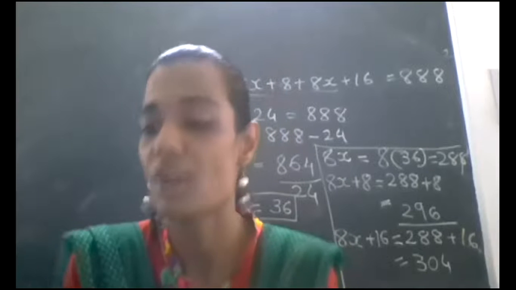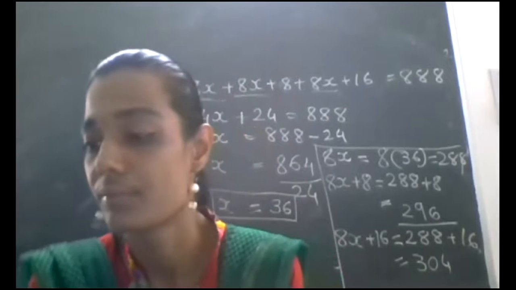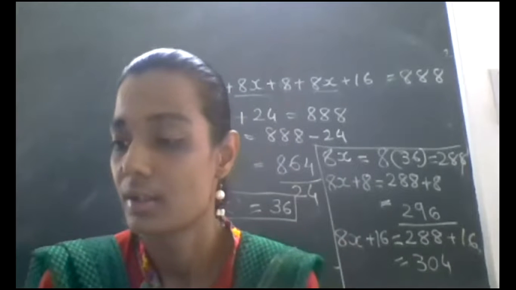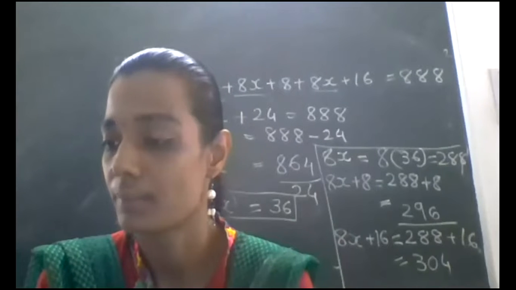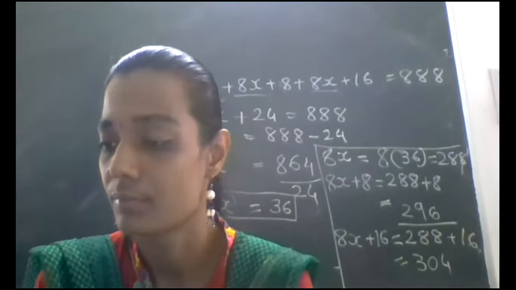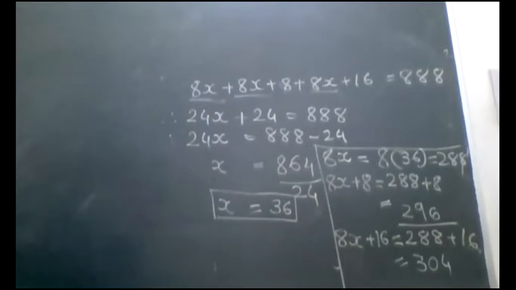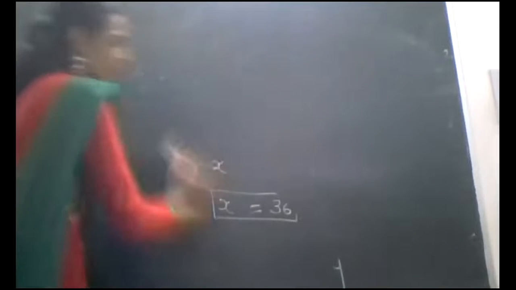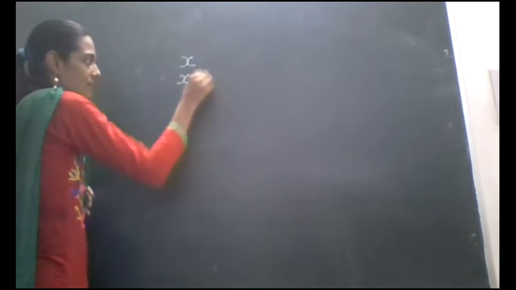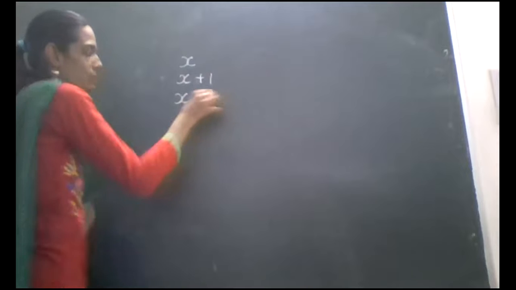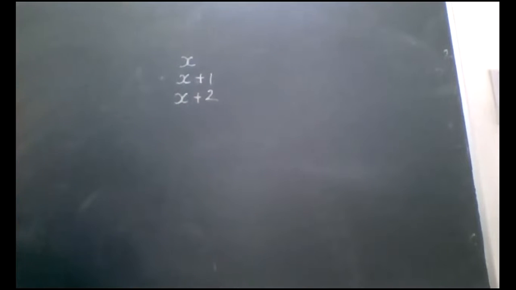Okay, let's go. Write down the first consecutive number. The three consecutive numbers are what? See, I am writing here on the board. You just write it out. The first consecutive number is x. The second is x plus 1 and third is x plus 2. Consecutive numbers.